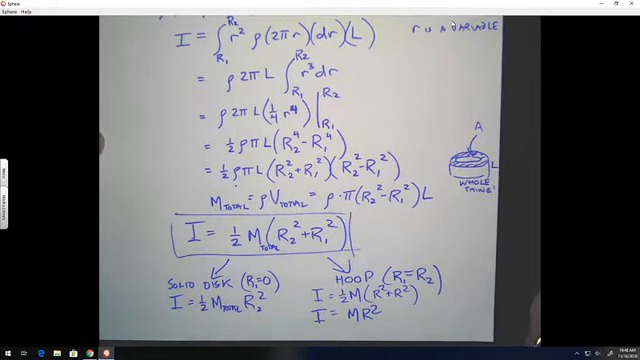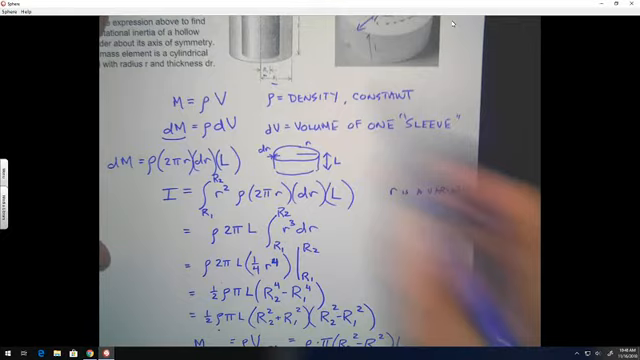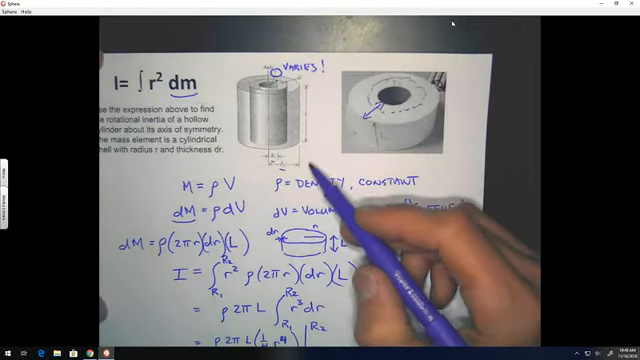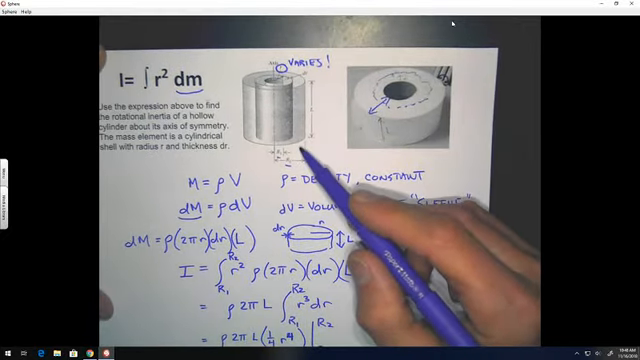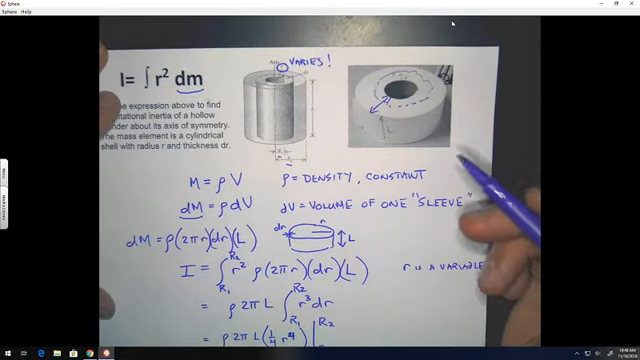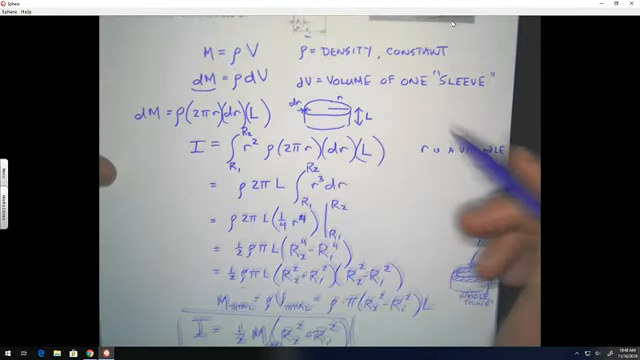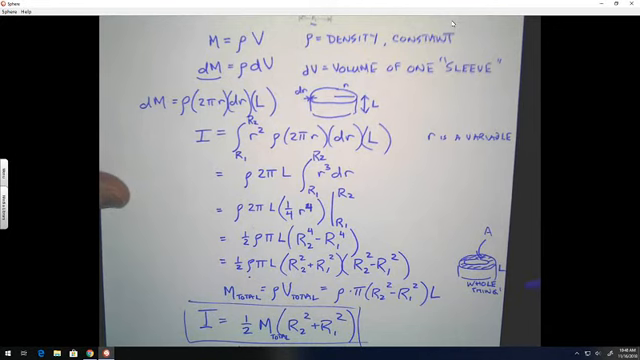I would say really review the idea of the sleeve as being the mass element. That's the key part of this problem, and otherwise the steps are evaluating this integral. All right, have fun then.